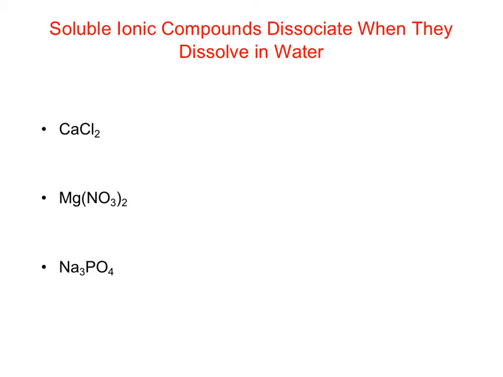All right, one last slide. So we said that ionic compounds, when they dissolve in water, they dissociate. We want to be able to represent that as a chemical equation. And we want to know how many of each ions are produced when it does dissolve. So I want to write the equations for each of these compounds when they dissolve in water.